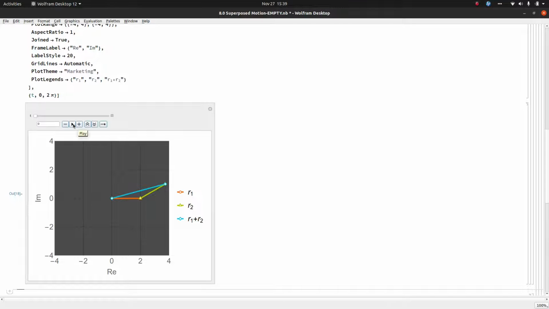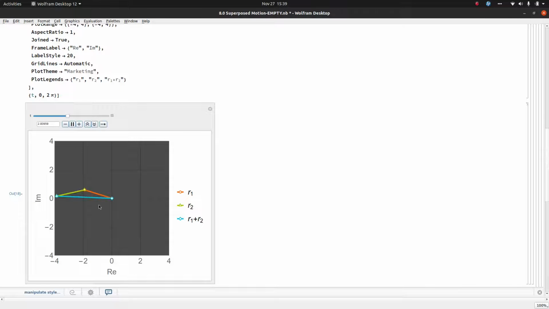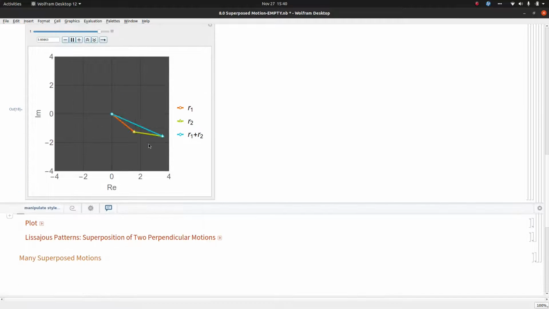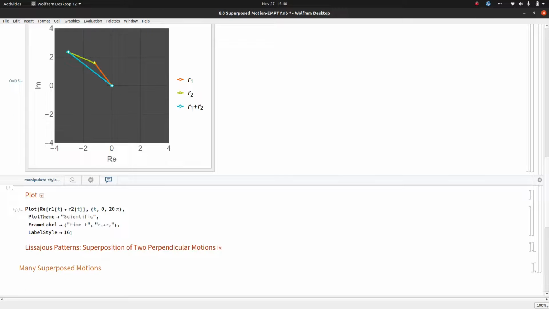These vectors are functions of time, and they will rotate in the complex plane as functions of time. And you can see that rotation here. So you could imagine projecting a line down from the blue line, and that would be your superposed motion. As you can see, it's undergoing circular motion in the complex plane, which means that when projected onto the real axis, it will be undergoing simple harmonic motion, which you can see if I just plot it out.